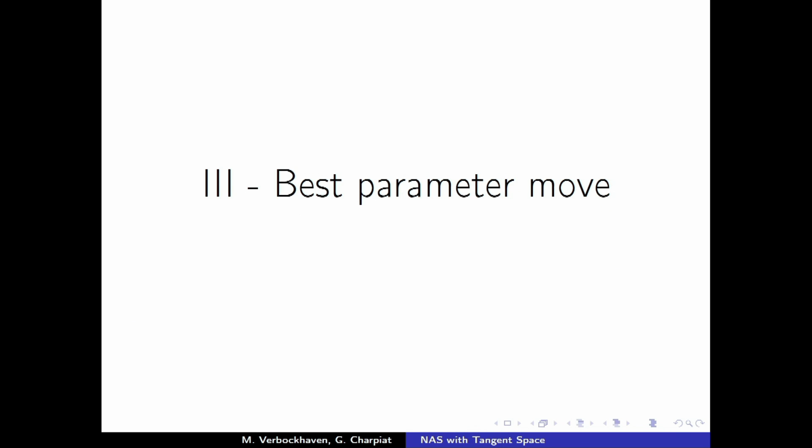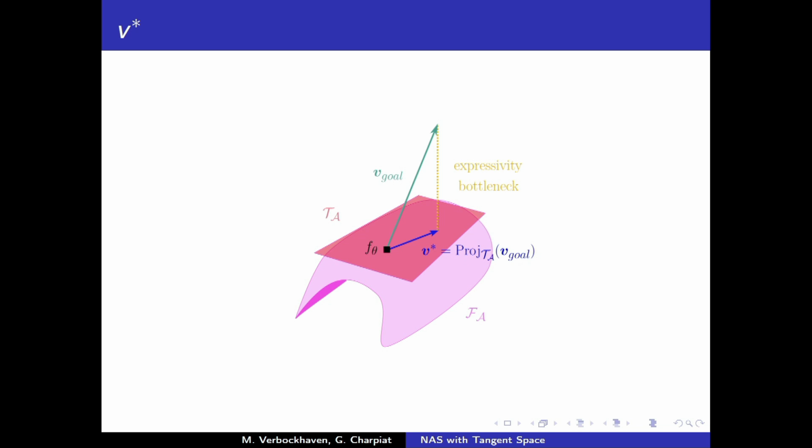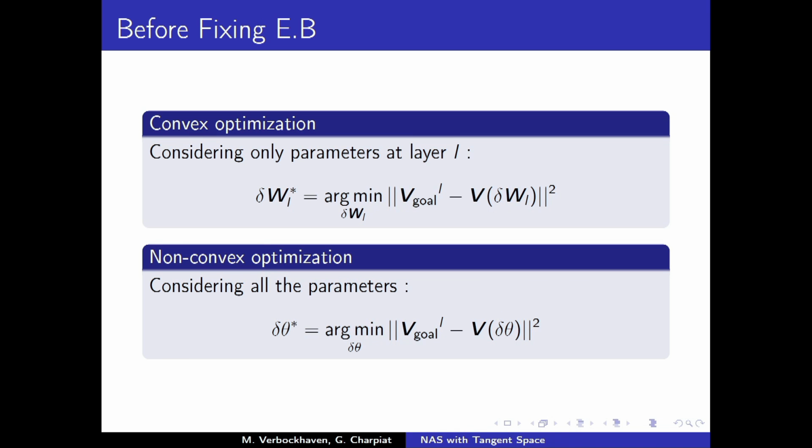Okay, so now with all these definitions, I can define the best parameter move. The best parameter move is just finding which parameter is associated to the projection of the desired update here. So there are two ways of solving this problem. You have the simple one, which is on the top, and the most complicated one, which corresponds to the real definition of minimizing the expressivity bottleneck.